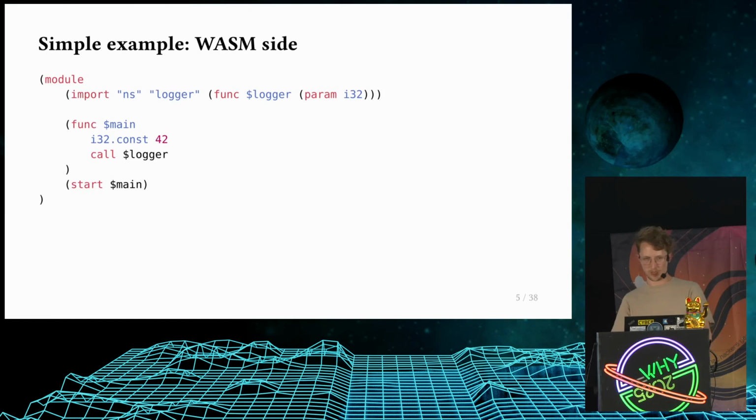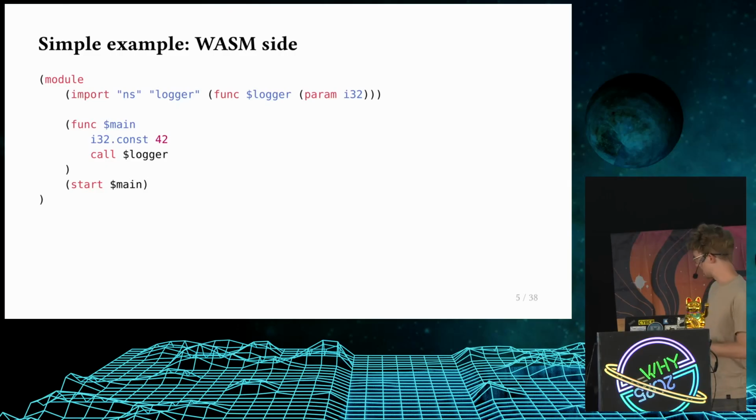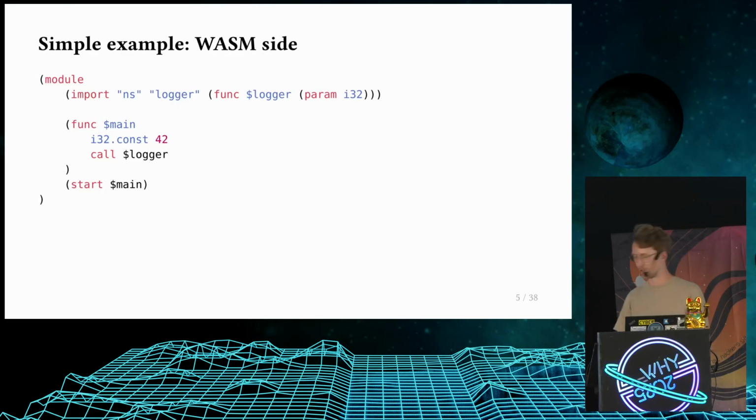And this is then what our module looks like from the WebAssembly side. This is a text representation. It's a bit more readable, I guess, or semi-readable. You can see that at the top there are the imports. We import ns-logger, and we say it's a function that takes an integer.